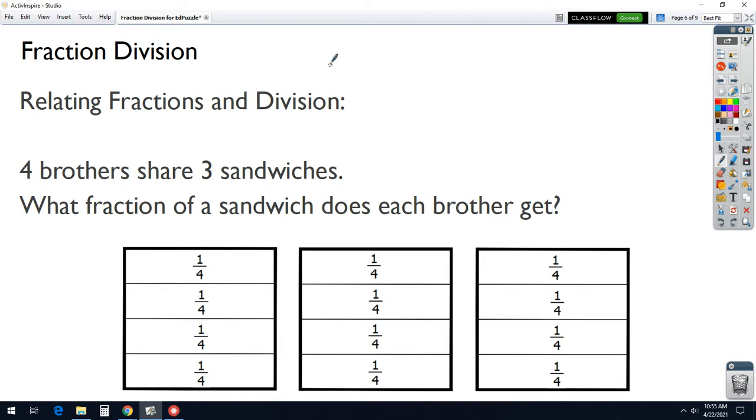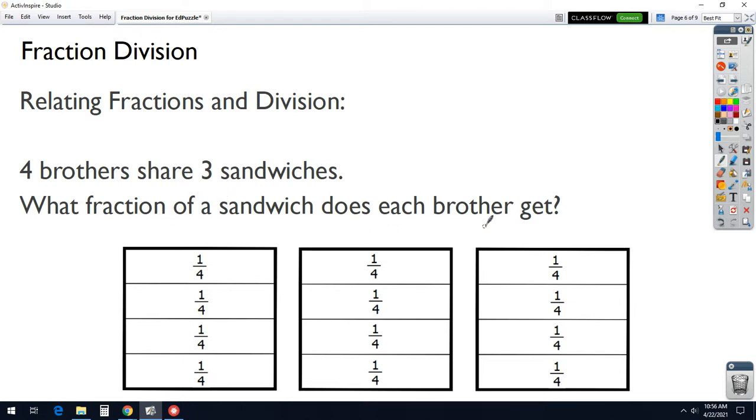All right, one last topic, and then we're all done. We can connect fractions and division. The division sign actually looks a lot like a fraction, doesn't it, with our fraction bar there? So let's check this out. 4 brothers are going to share 3 sandwiches. These squares down here represent the sandwiches. These 3 guys are going to share. What fraction of a sandwich does each brother get?